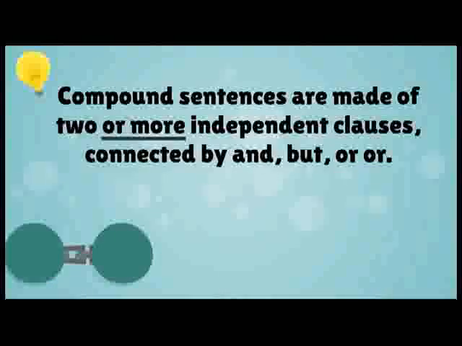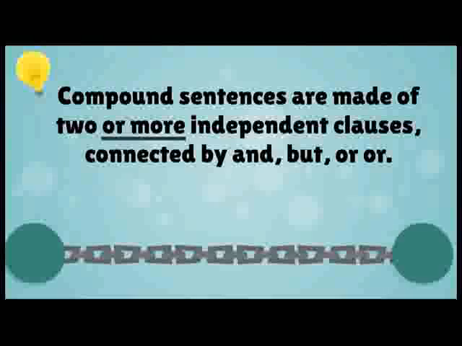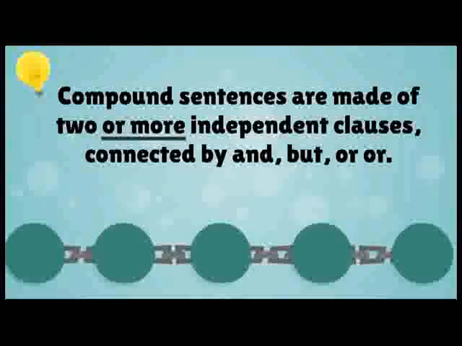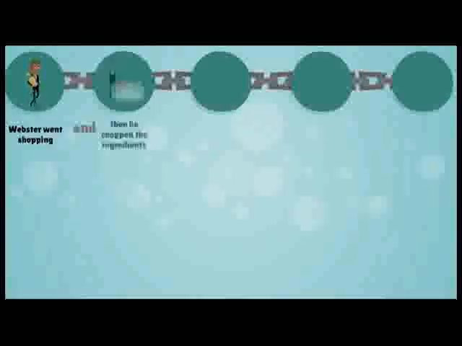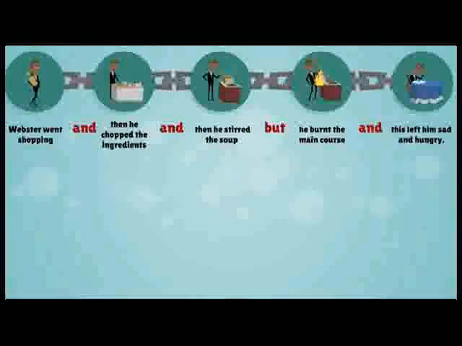Lastly, don't forget that compound sentences are made up of two or more independent clauses connected by and, but, or. This means that you can link as many independent clauses or complete thoughts together as you like to make a compound sentence, so long as each of your clauses is a single, complete thought and each is linked using one of our coordinating conjunctions. So you could put together a sentence something like this. Webster went shopping, and then he chopped the ingredients, and then he stirred the soup, but he burnt the main course, and this left him sad and hungry.